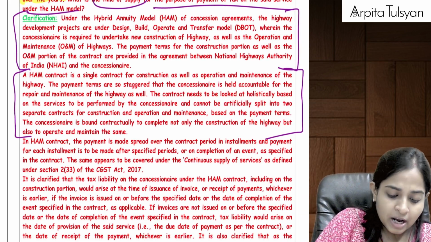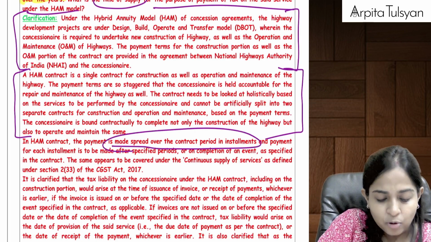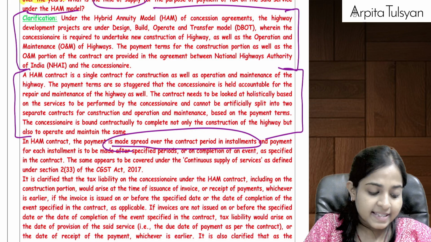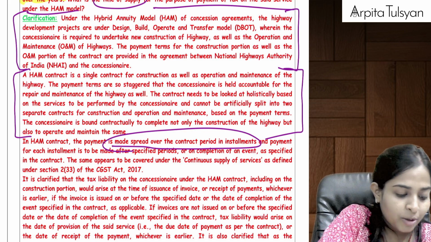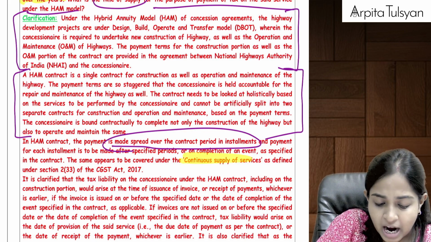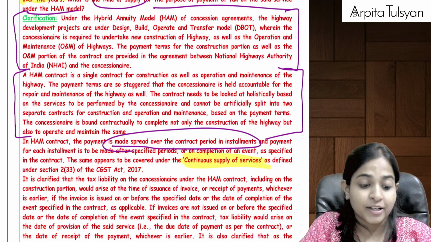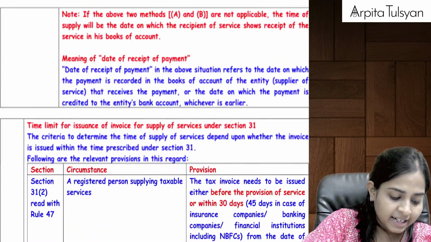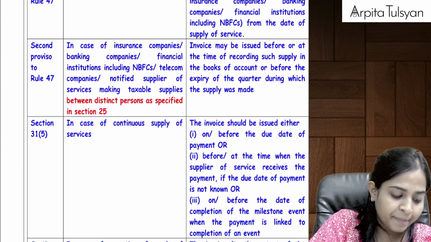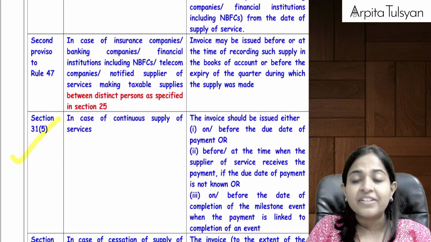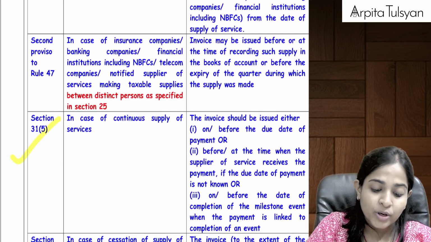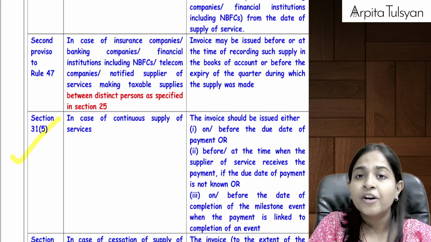Now, since the consideration is spread over installments, maybe you can give the answer under continuous supply of services. Remember, we had this continuous supply of services coming up in section number 31.5, that when should the invoice be issued in case of continuous supply of services.